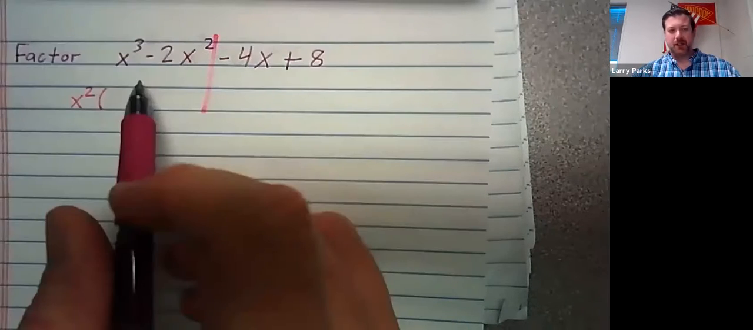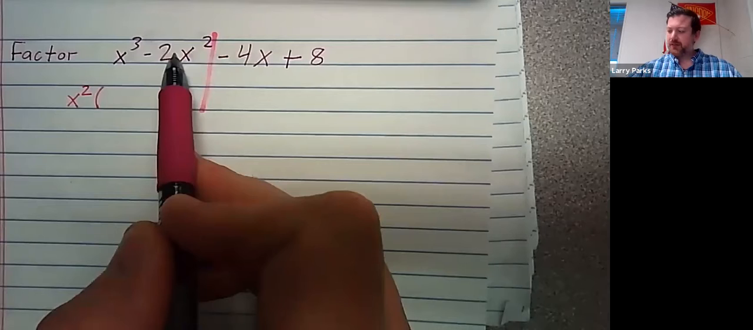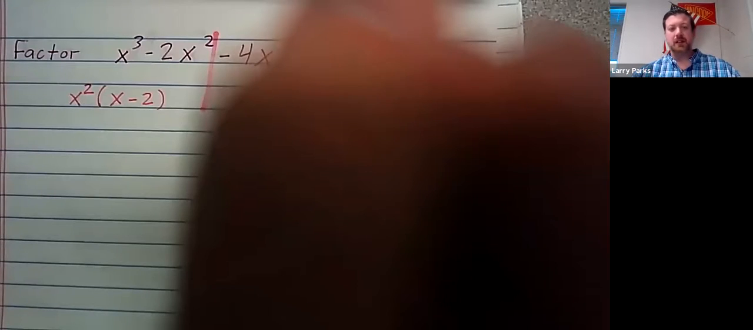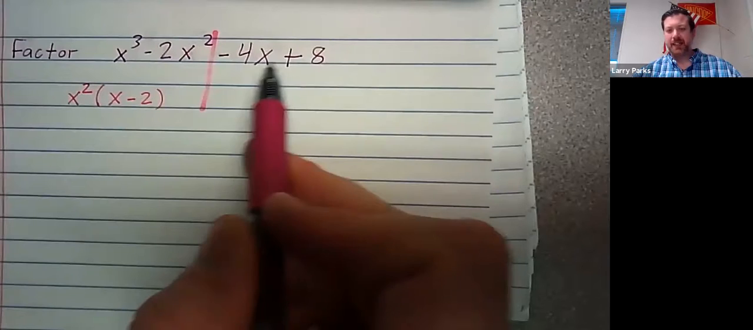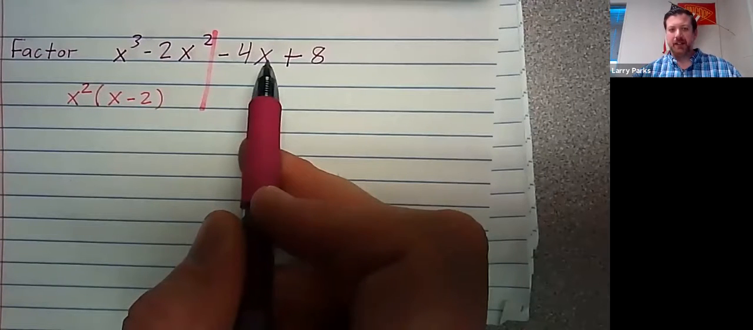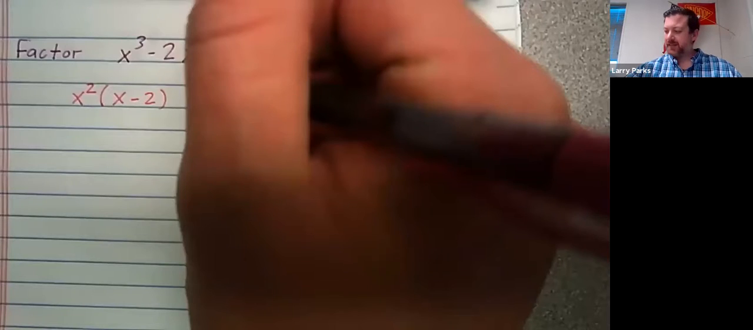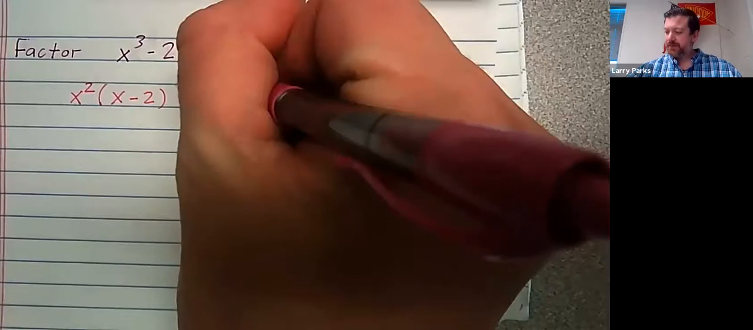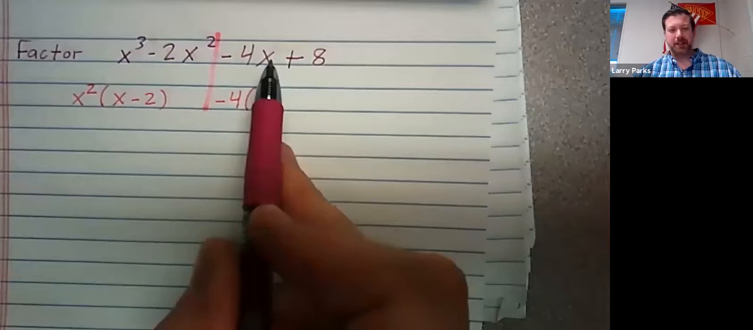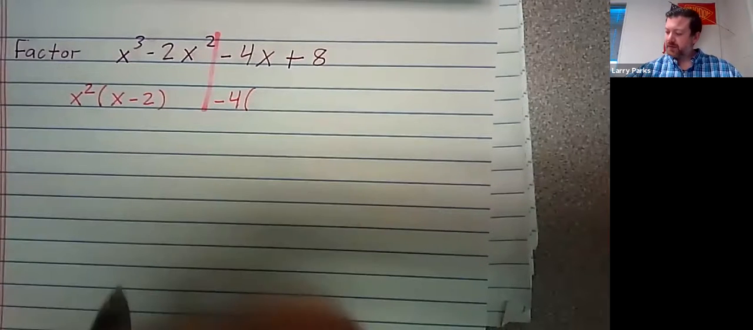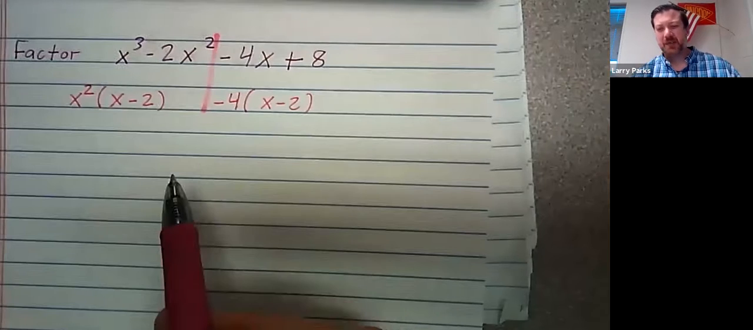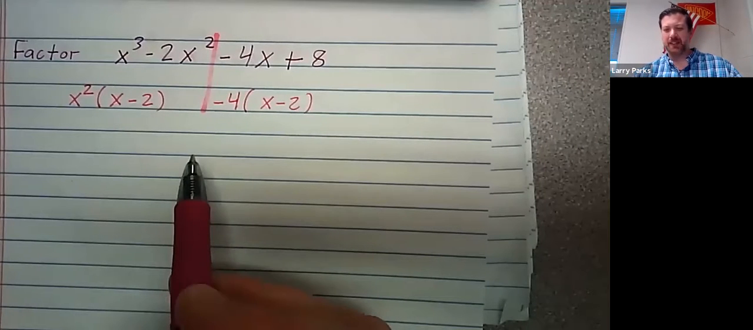And then what's left over would be x minus 2. And then you look at the right side and you say, what's the GCF? Negative 4 and 8 would be negative 4. You always factor out the negative. What's left would be x minus 2. So this is called factoring by grouping, and we'll do examples like this together.